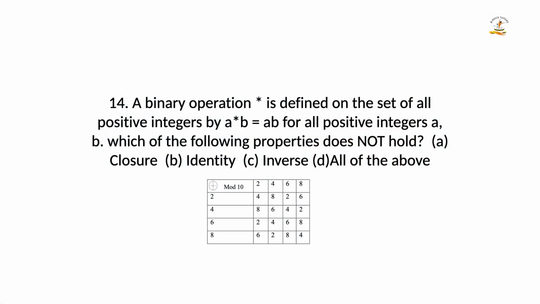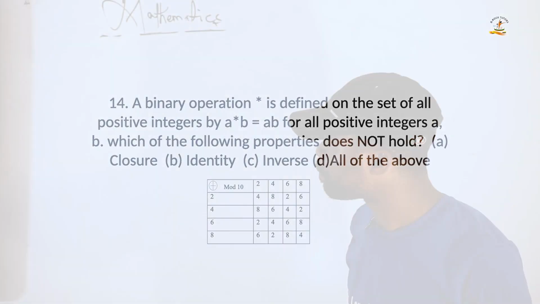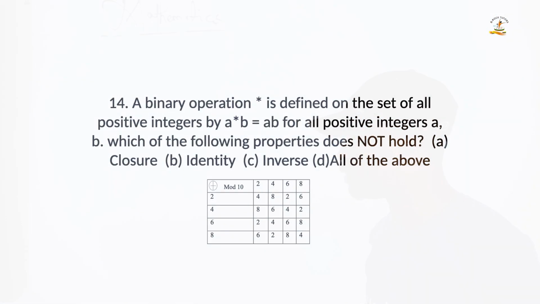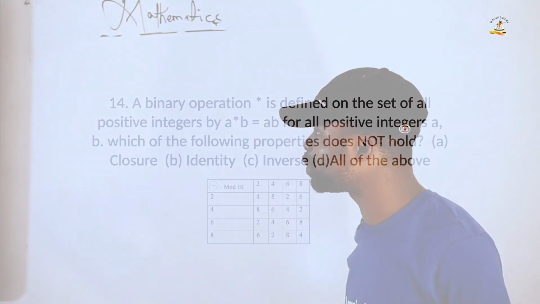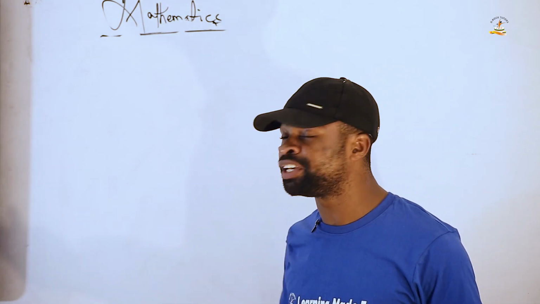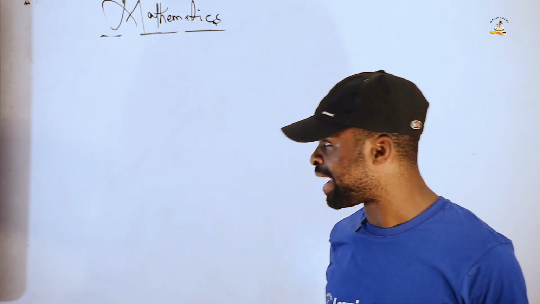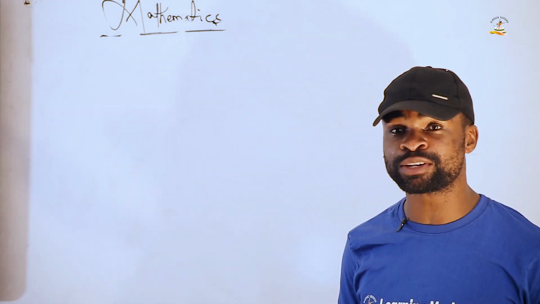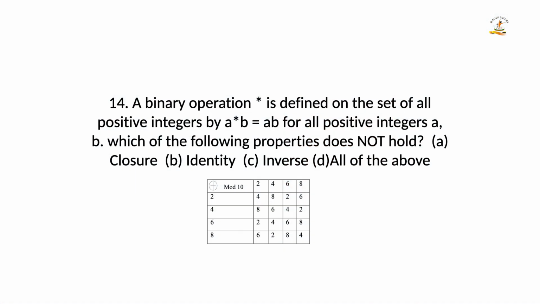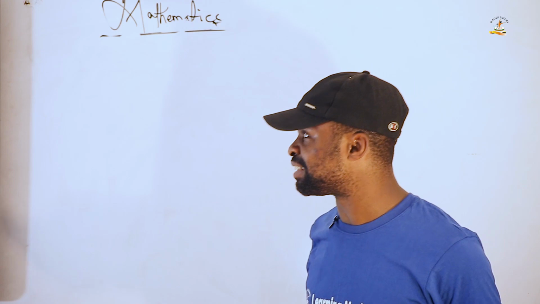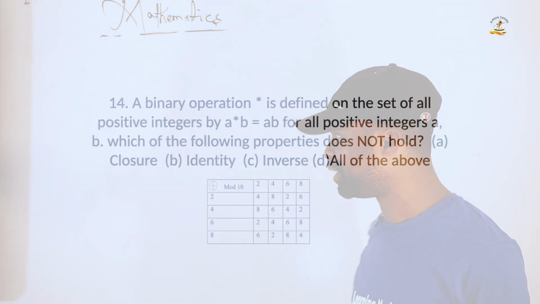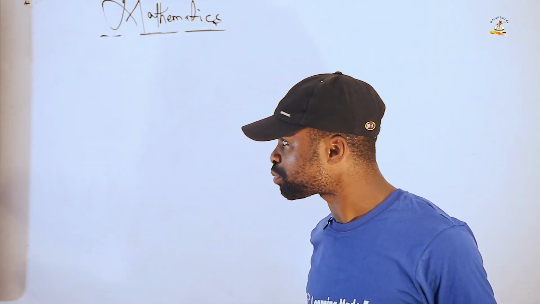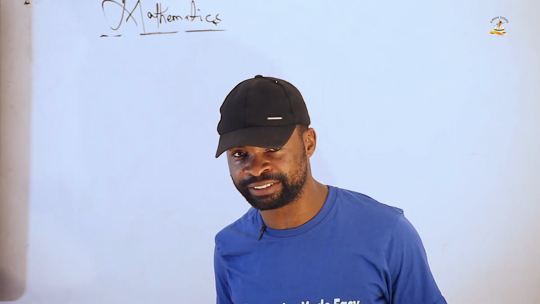Question number 14 is a question that tests for the properties of binary operations. And in this question, we have a table. And the table is prepared in mod 10. What is this mod 10? Modular arithmetic generally is an arithmetic of remainder. And if you look at it according to the given operation, that A asterisk B is equal to AB, meaning that for any numbers here, you'll find the product and express your answer in mod 10.